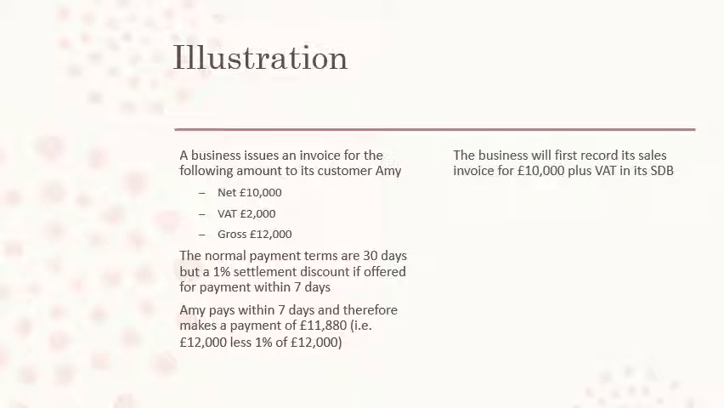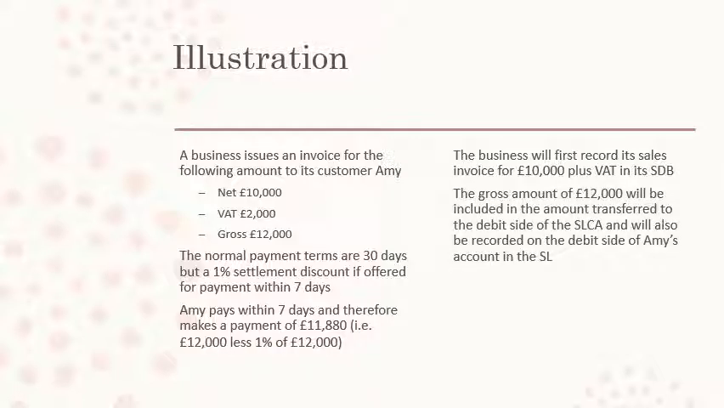So what the business will do first of all, when that sale was made, is record a sales invoice for £10,000 plus VAT of £2,000, gross of £12,000, in its sales daybook. That £12,000 gross amount is also going to be included on the debit side of the sales ledger control account, and will also be shown in Amy's account in the sales ledger, £12,000 on the debit side.